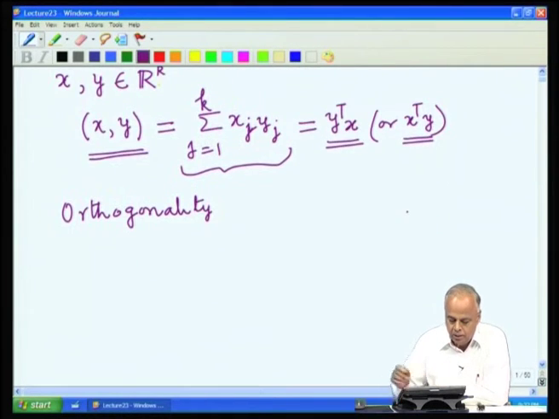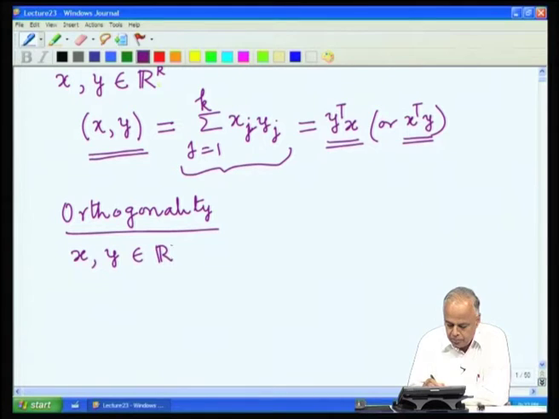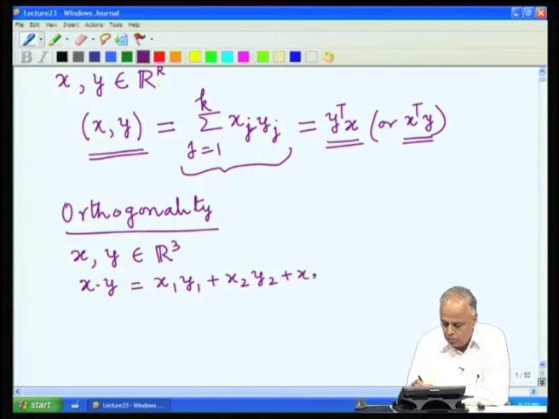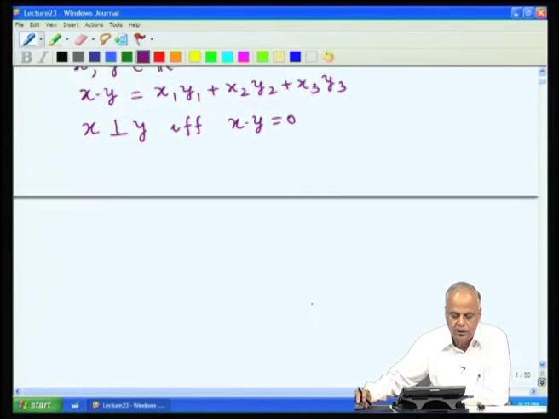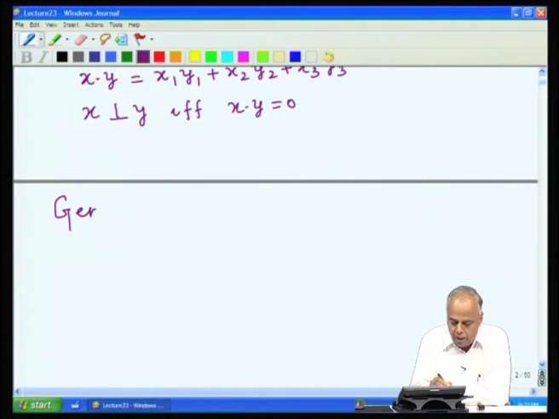What do we mean by this? Suppose we take two vectors in R 3 for example, then we had the dot product in our earlier vector calculus courses, which we defined as x 1 y 1 plus x 2 y 2 plus x 3 y 3, and we found that in the normal Euclidean geometry the x and y are perpendicular to each other if and only if this dot product becomes 0. And we now generalize this notion to R k using this inner product.